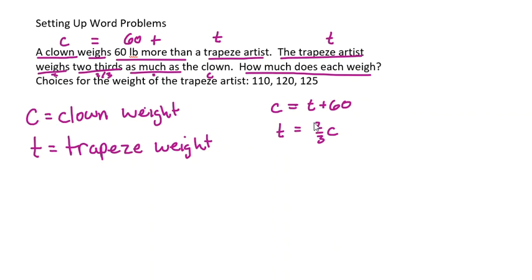Now, there's actually two ways to do this. We could take the first equation, and we see in that first equation that there is a spot for t, and the second equation tells us what t equals. So we could replace the t in the first equation with what t equals from the second equation. Or we could do it the other way around.